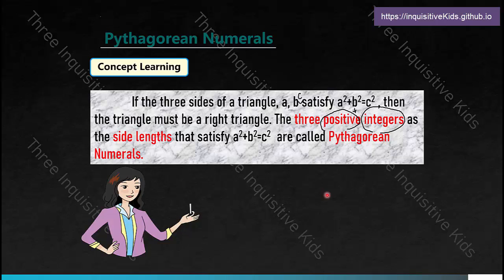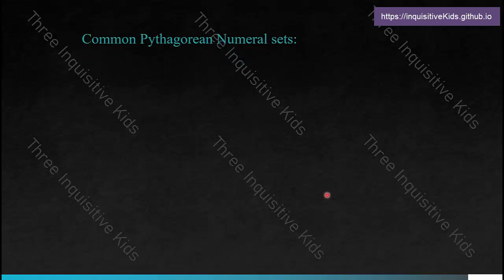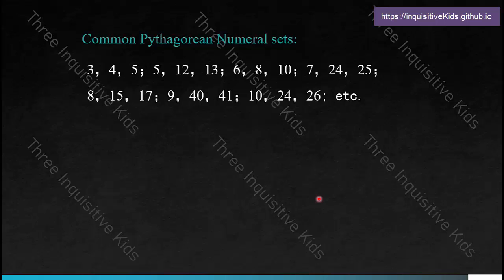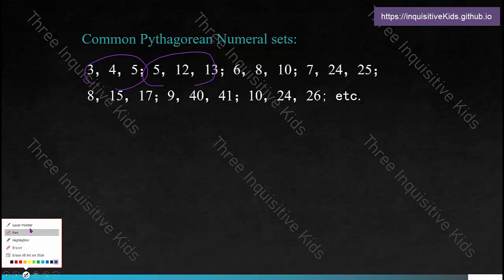So basically, the three numbers in one set of three side lengths of a right triangle are called Pythagorean numerals. So here are some common Pythagorean numeral sets. 3, 4, 5; 5, 12, 13. Both of these actually are the ones that we've met throughout these lessons. 6, 8, 10; 7, 24, 25; 8, 15, 17; 9, 40, 41; 10, 24, 26, etc. Actually there is no point in memorizing all of these sets, because later as you solve more of these problems, you'll find that there is a pattern to this.